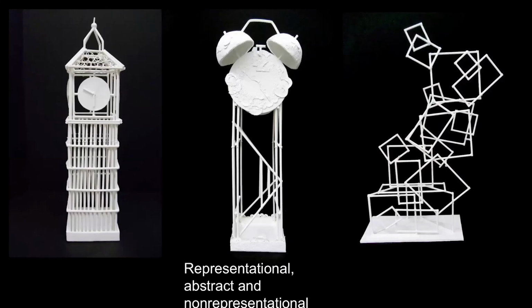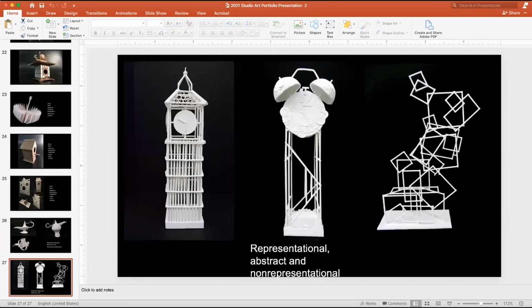Here's another one here with 3D where it's a representational, abstract, and non-representational work. So the first one would be one picture, the middle would be another picture, and the last one would be their non-representational image. But they're neat. The backgrounds are black or beige, and that's pretty much it.